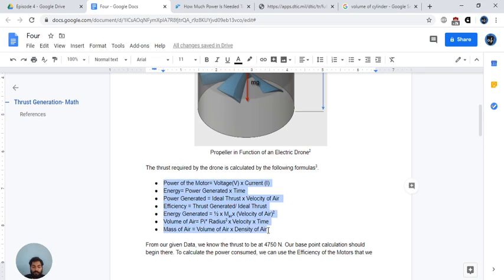So first off, let's start off with the first equation that we're going to use, based on things we already know, okay? It's very, very easy to start off with things you know. So what is efficiency?